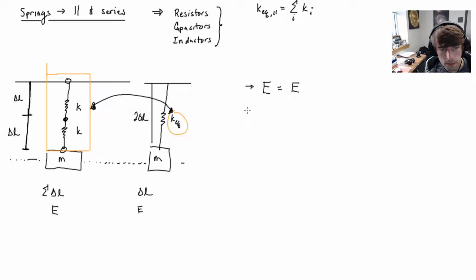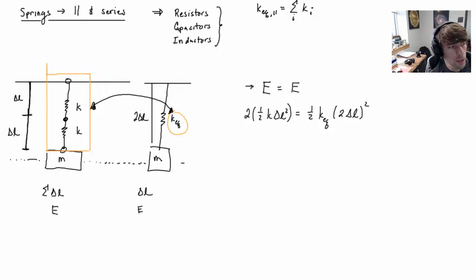So let's go ahead. Here you have 2 times 1/2 K delta L squared. And on the other side, you have 1/2 K_EQ, keeping in mind that this must be 2 delta L, squared. The 1/2s and the delta L's cancel again. And we end up with 2K must be equal to 4 K_EQ. Or the individual springs divided by 2 must be equal to K_EQ.